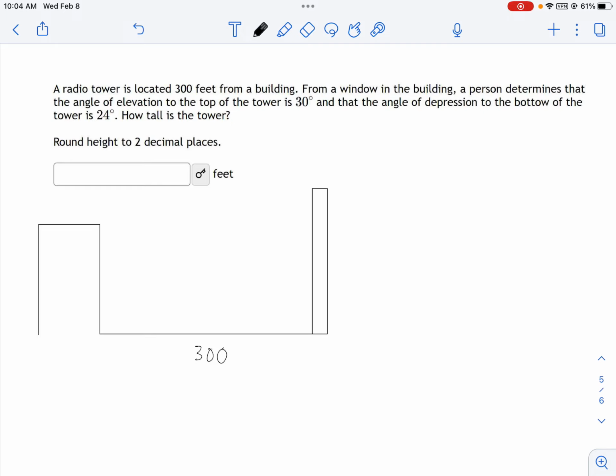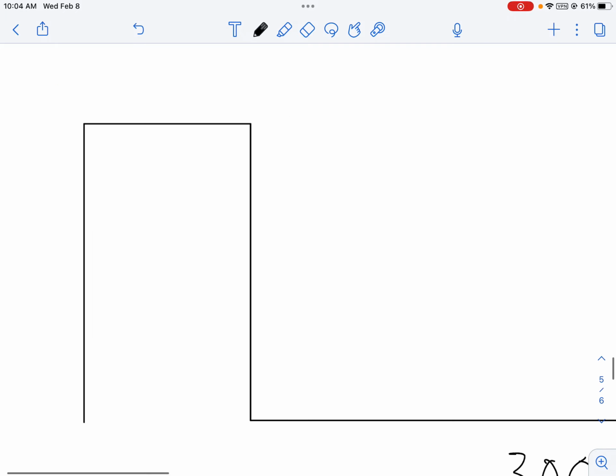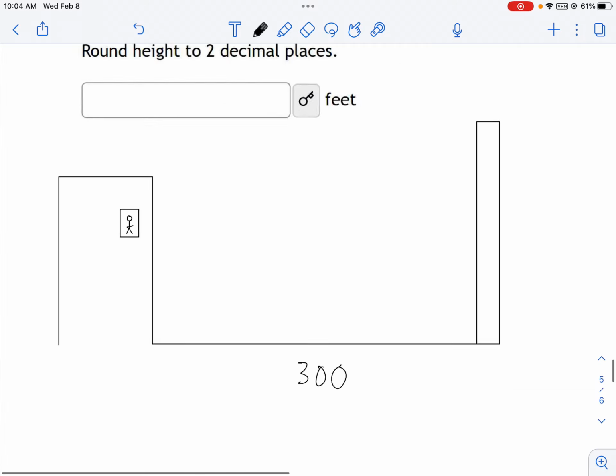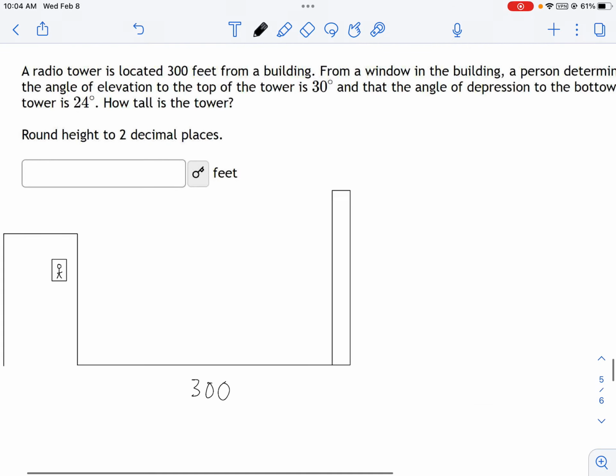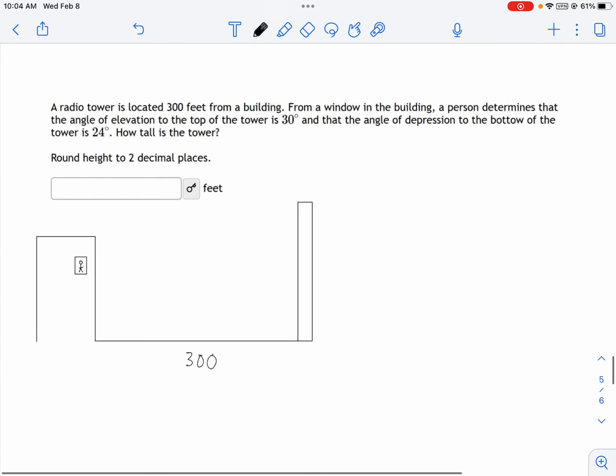All right, from a window in the building. So let's draw ourselves a little window here, and you have a person in the window. Now from a window in a building, a person determines that the angle of elevation to the top of the tower is 30 degrees, and the angle of depression to the bottom of the tower is 24 degrees. How tall is the tower?